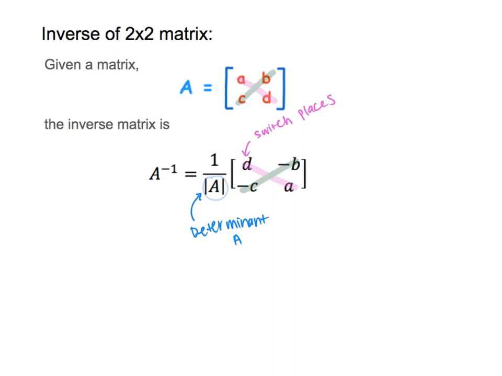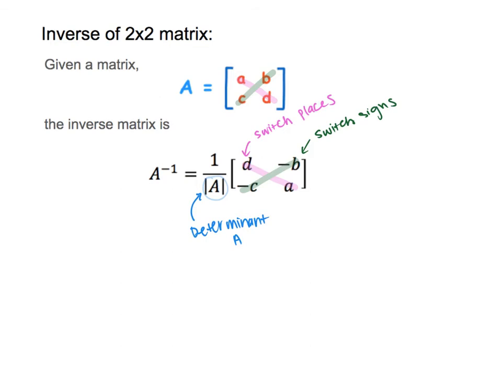The second diagonal basically changes signs. So this was C and B. Notice how this C and B have a negative sign, or in other words, they flip signs. They don't switch places, they just switch signs. So you're going to get some number that's a determinant, and it's outside of the matrix. You're going to do some switching here, whether it's switching places or switching signs. And then you're going to be able to find the inverse matrix.